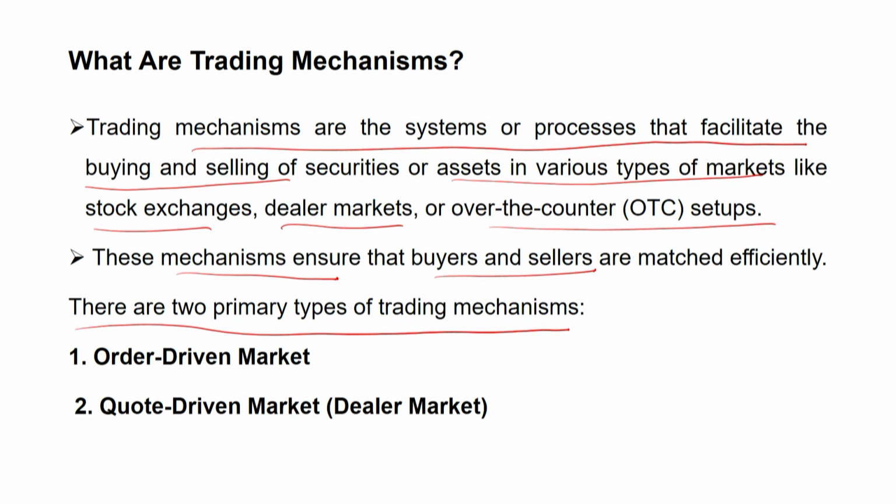There are two different types of trading mechanism. We can bifurcate all the available trading mechanisms into two categories. One is known as the order driven market and the second is known as the quote driven market, commonly known as the dealer market, from where we can invest in different types of asset classes. Let us first discuss the order driven market.